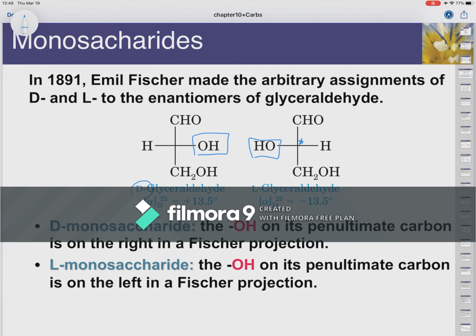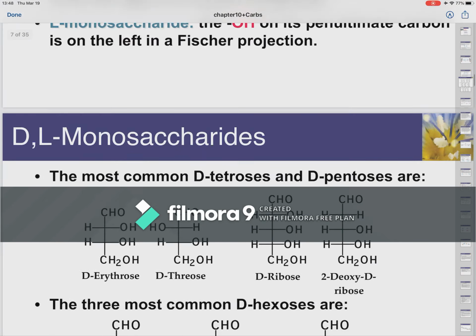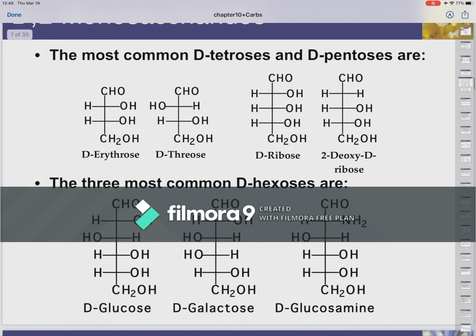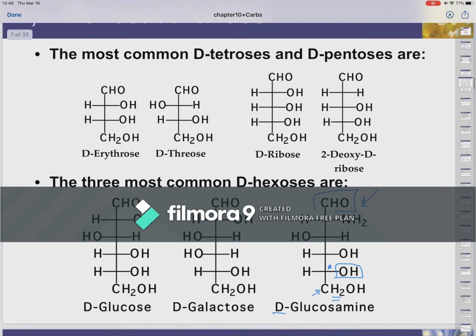So being able to determine L or D, let's look at a few other longer sugars. Here are some more, and we can do the same thing. Looking at this one: aldehyde group at the top, the last chiral carbon is this one. It's not this one, because this one has 2 H's on it. You have to have 4 different groups, remember? And it's on the right, so it's D. In fact, all of these are D, and you should be able to look at that and prove that to yourself.